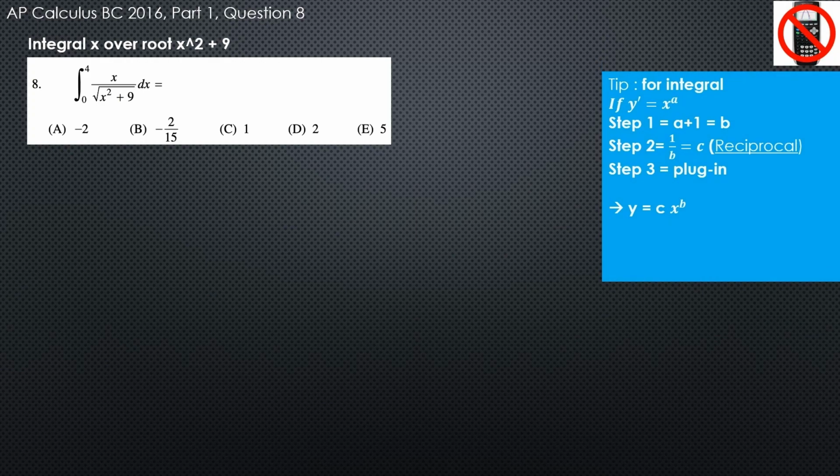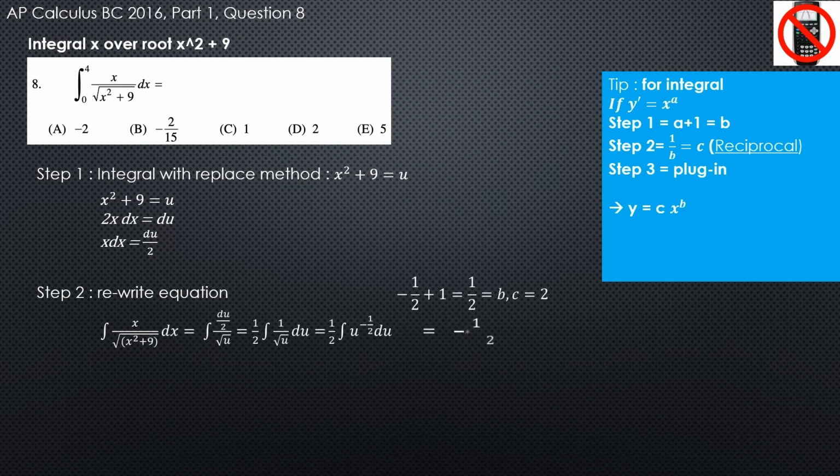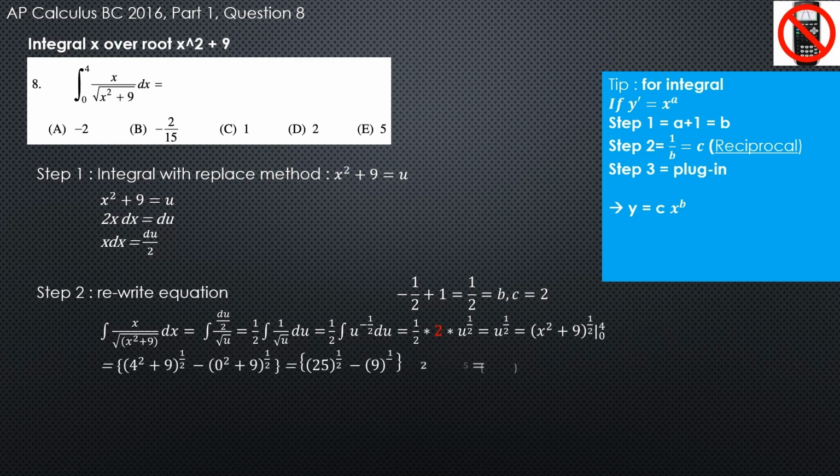Tip for integrals: if y' = x to the power a, step 1, a + 1 is b. Step 2, take the reciprocal. Then y equals the reciprocal times x to the power b. Step 1, integral with the substitution method. Let x squared plus 9 equal u. Step 2, rewrite the equation. The answer is D.